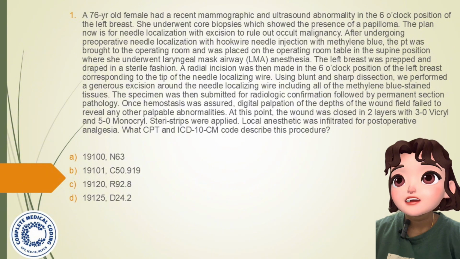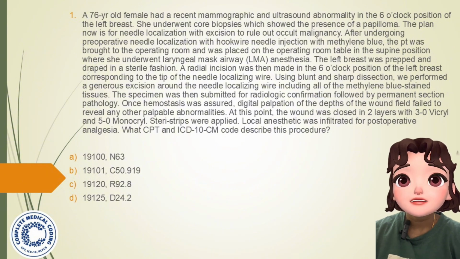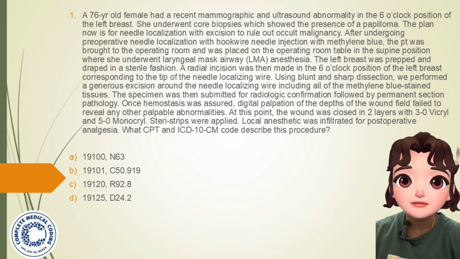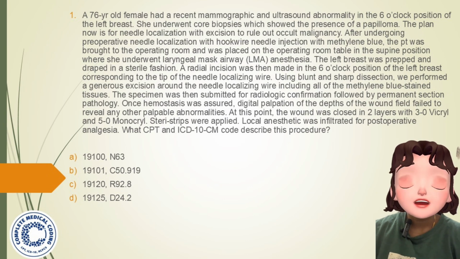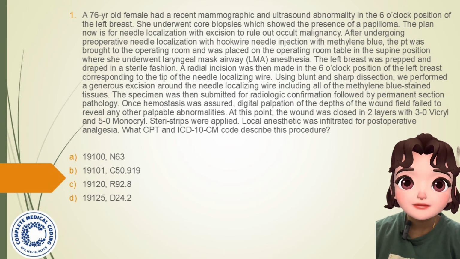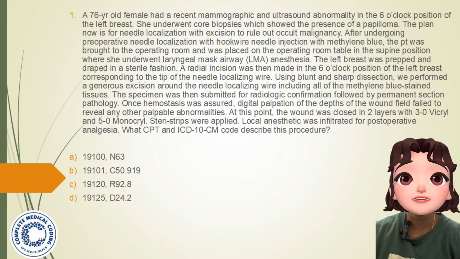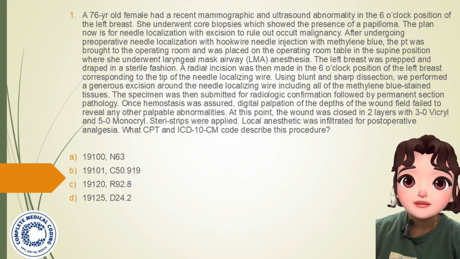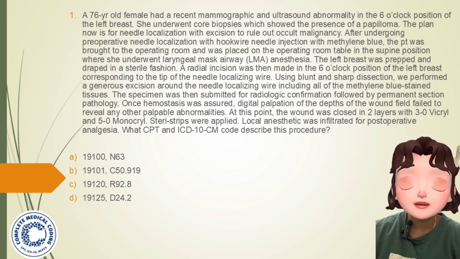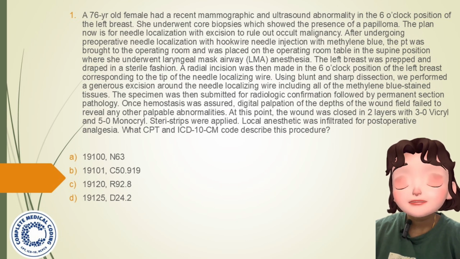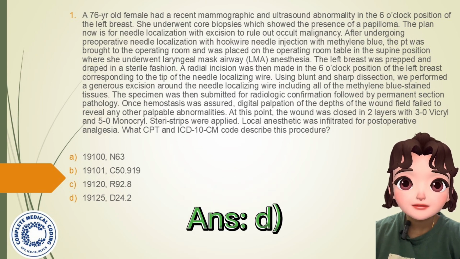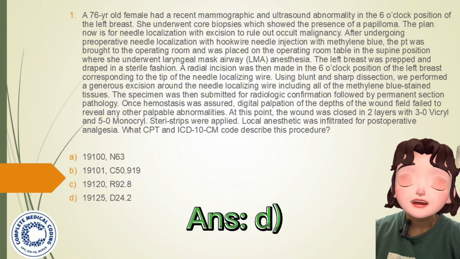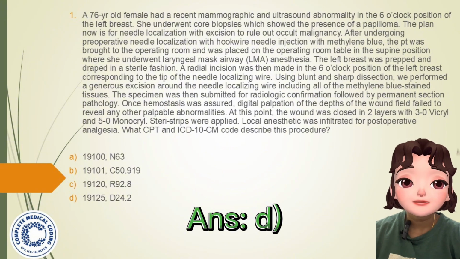So this is the CPT code 19125, which means excision of breast. Here the procedure carried out is excision, right? Excision of left breast. So this is the CPT code, excision of breast lesion identified by the preoperative placement of radiological marker. And then the diagnosis is D24.2, which represents benign neoplasm of left breast. So our answer is option D, 19125, and the diagnosis D24.2.